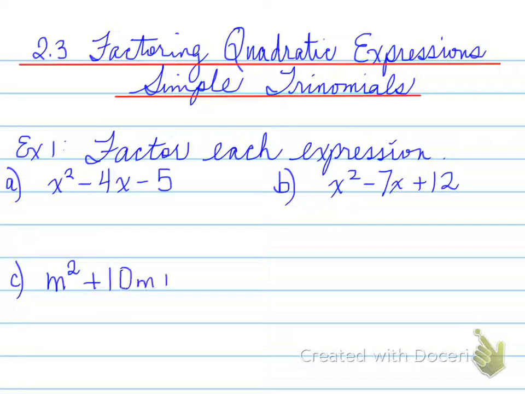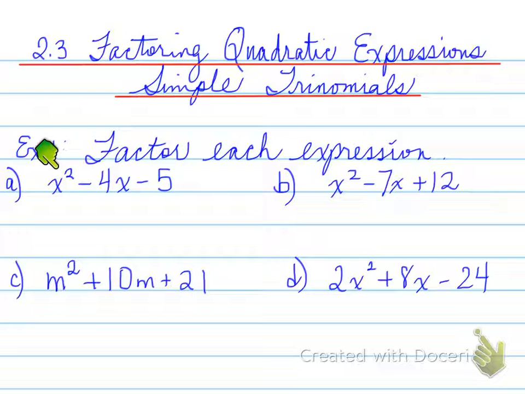A simple trinomial basically has the number at the front of the x squared being 1. So in front of x squared, or m squared, you will see that this x squared is 1. This one here has a 2, but we'll look at that in a little bit. So the key in simple trinomials is a very simple rule. And that rule is we need to find out what two numbers multiply to give you -5 and add to give you -4. That is, what two numbers give you a product of -5 and a sum of -4.